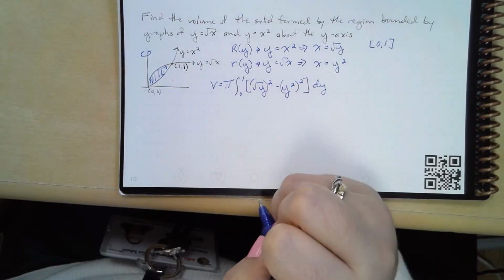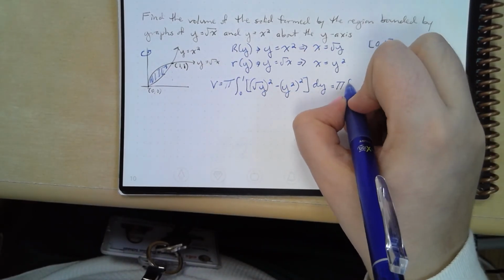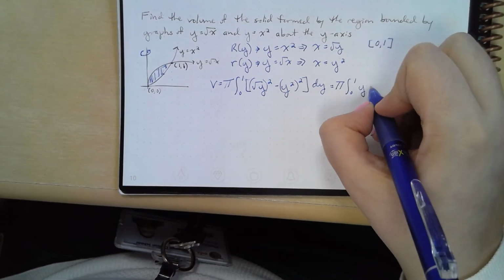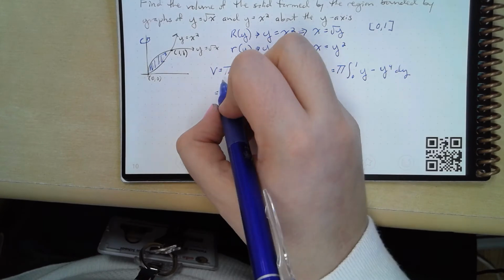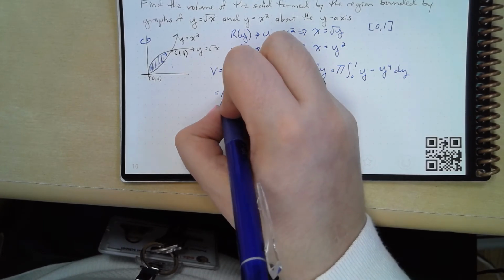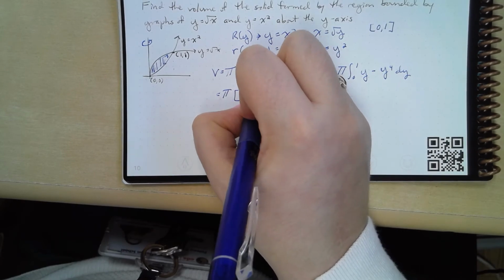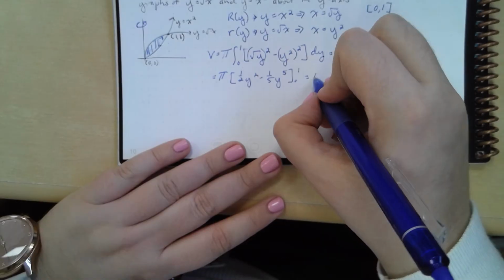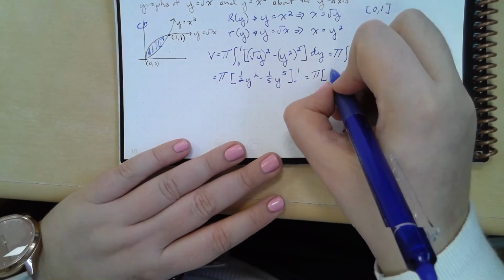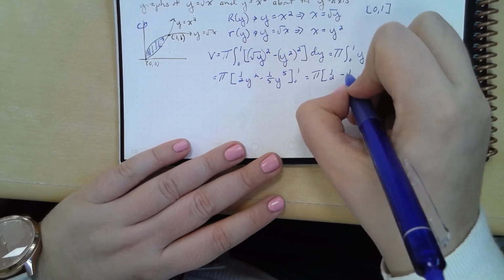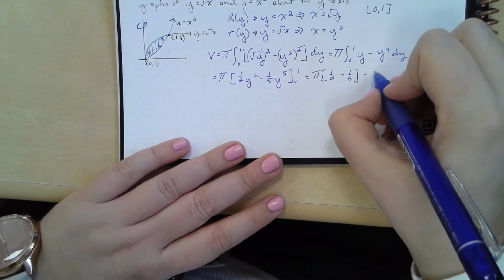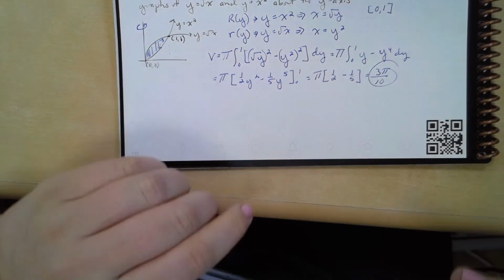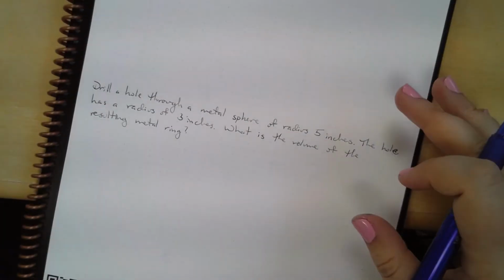dy. So that's equal to pi times the integral from 0 to 1 of y minus y to the 4th dy. We can keep integrating that. We get pi times 1/2 y squared minus 1/5 y to the 5th, from 0 to 1. So you get pi times 1/2 minus 1/5, which is equal to 3 pi over 10. Okay, two more examples, and then I think we'll be done for today.